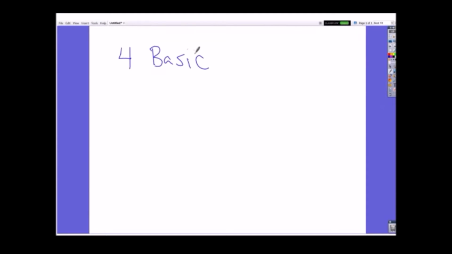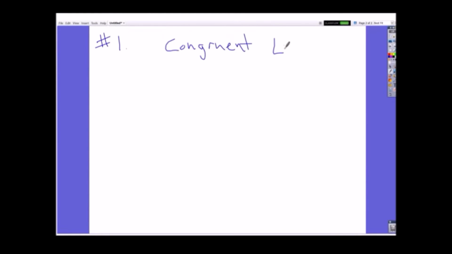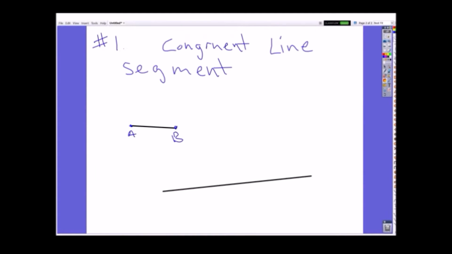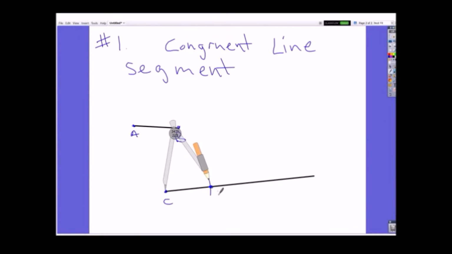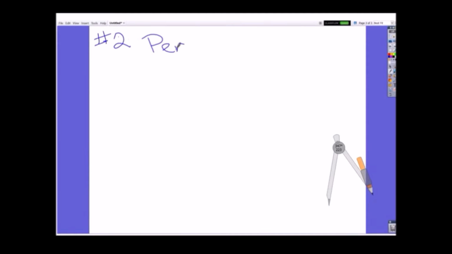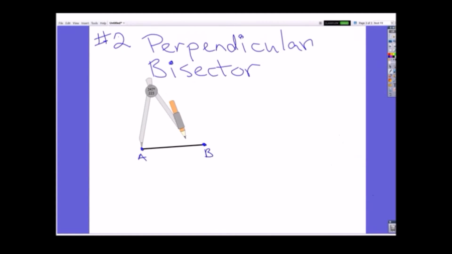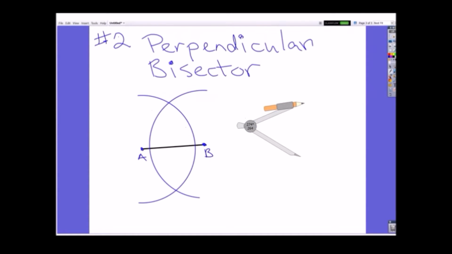Before we start lining up shots like this, let's first take a minute to review the 4 basic constructions we're going to need. The first construction is that of a congruent line segment. This is going to allow us to mark off congruent distances without actually measuring things. Our second construction is that of a perpendicular bisector. This is a perpendicular line that goes through the midpoint of a given line segment.